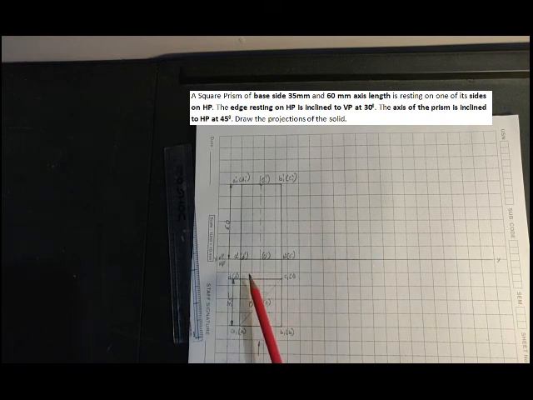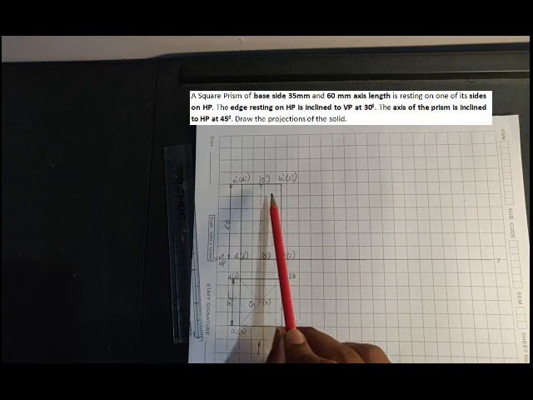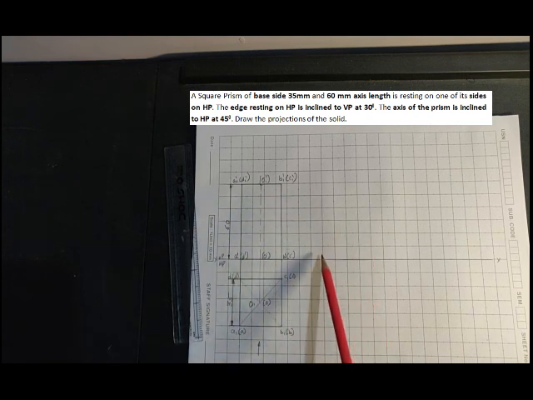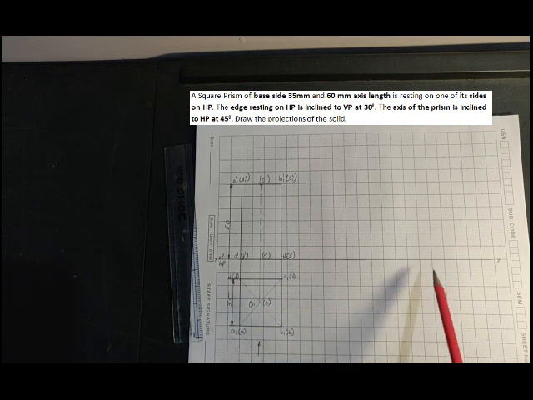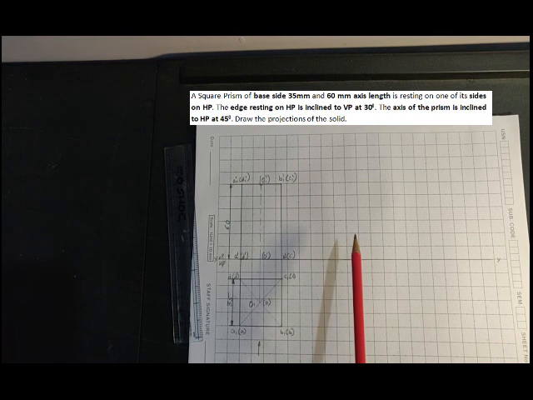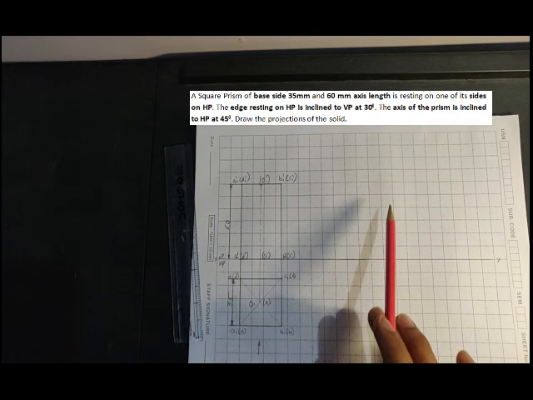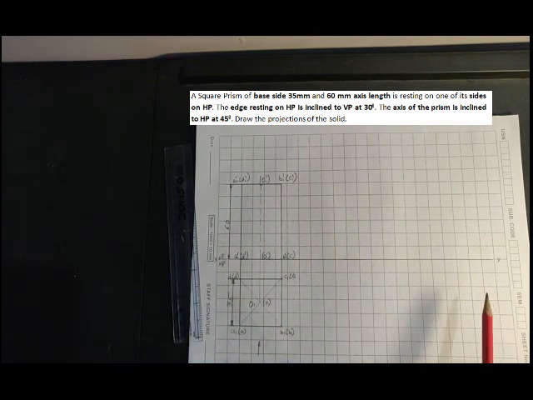When the first condition is given with respect to VP, you need to draw the lamina here, and later you need to draw the inclination with respect to VP only, later HP. But in solids you always draw the first condition with respect to HP, the second condition is the angle with respect to HP, and the third condition is the angle with respect to VP. Let us not worry about what is inclined to HP and what is inclined to VP, but the second condition is always with respect to HP, the third condition is always with respect to VP.